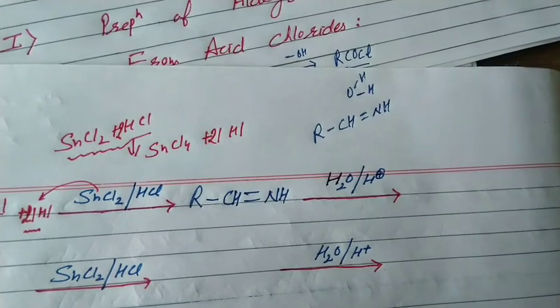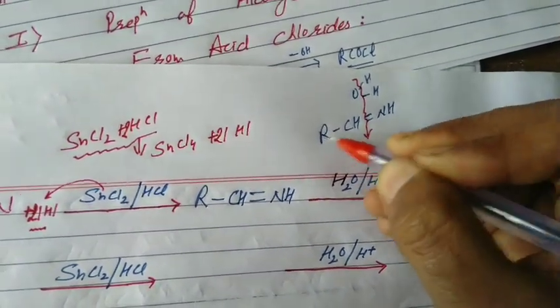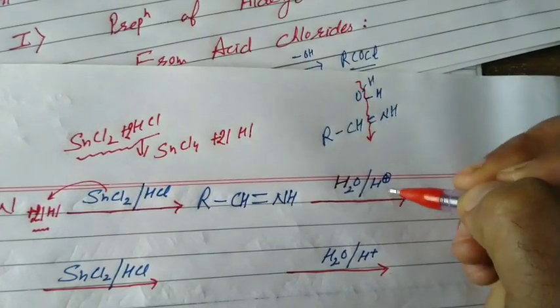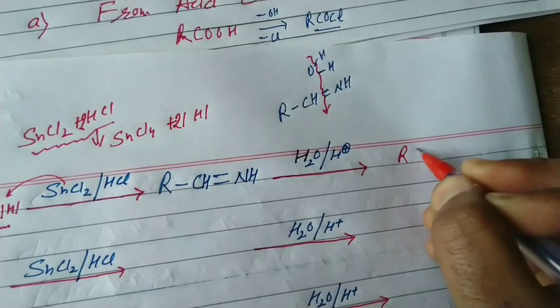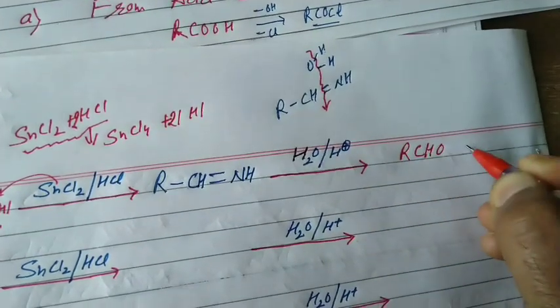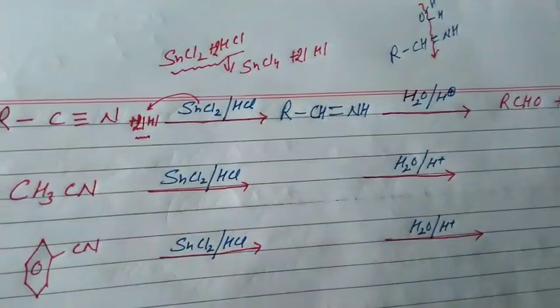Please try to understand what will happen. What did we get? RCHO plus NH3. Hydrolysis will proceed and we get an aldehyde as the final product with ammonia as a byproduct in the reaction. It is Stephen's reduction reaction. We have to do it in two steps.